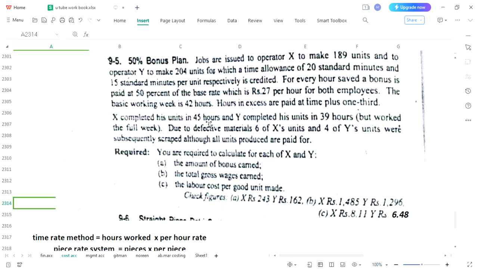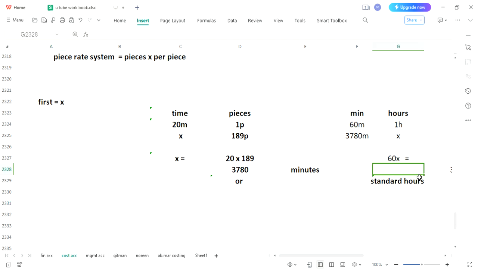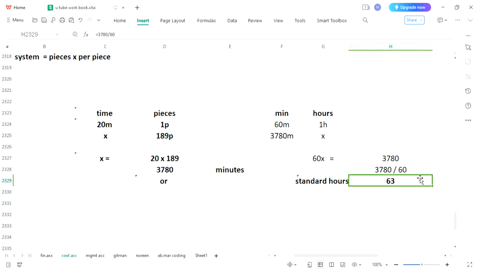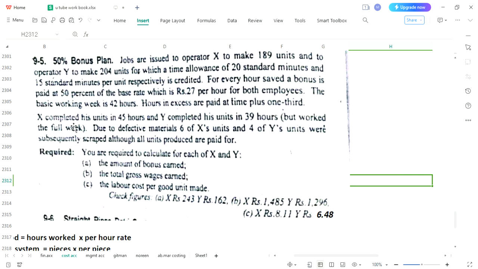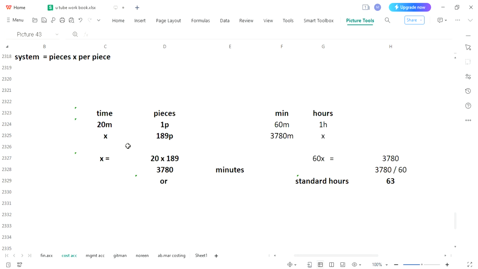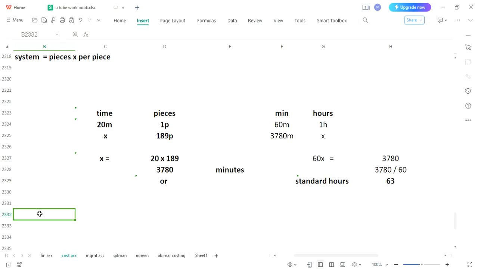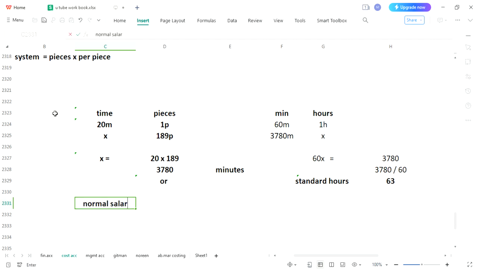X completed his units in 45 hours, while you can see that standard hours for X we have calculated as 63. It means he worked very efficiently. X has completed his number of units in 45 hours. Due to defectives, nothing else is given, so let's start calculations. Please keep in mind we are concerned with only X. First, normal salary; actually the common word is salary, but we should write normal wages.